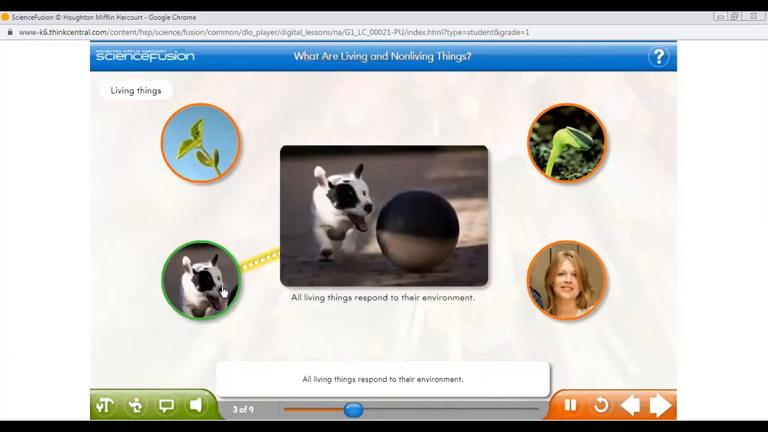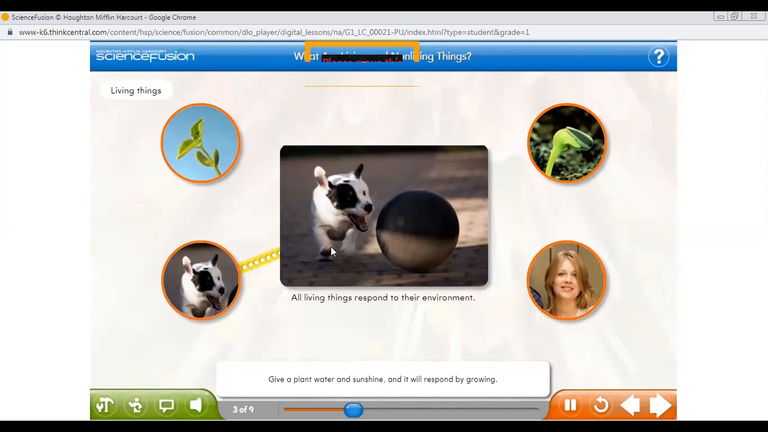All living things respond to their environment. When someone rolls a ball to this dog, he responds. He wags his tail and chases the ball. Give a plant water and sunshine, and it will respond by growing.